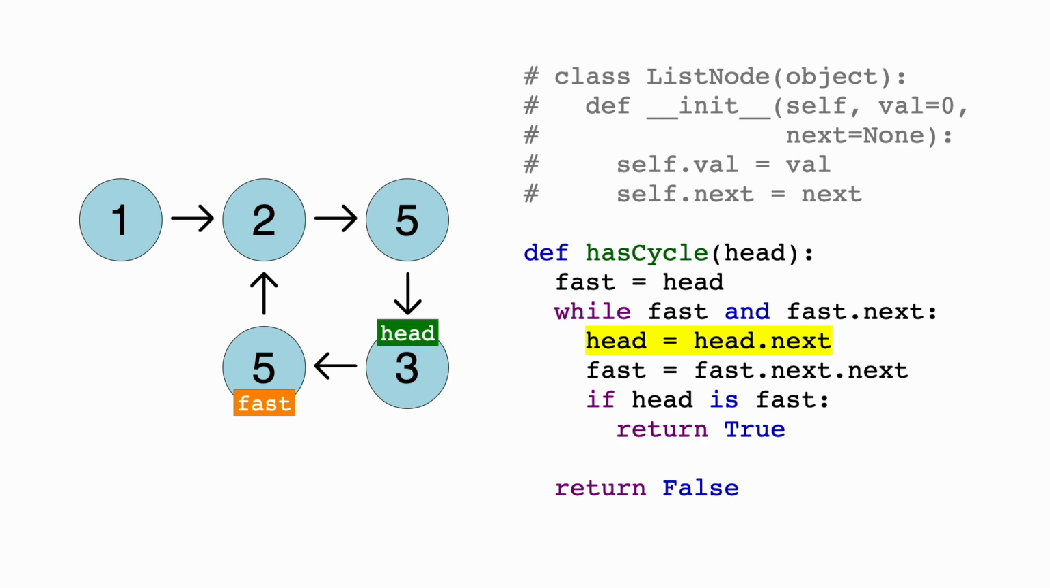Head gets moved up one node, and fast is moved up two nodes. And for the last iteration, head gets moved up one more, and now fast has caught up to head. Now when we check this condition, head and fast both point to the exact same object in memory, so we return true, and we are done. Now, if this had been a linked list without a cycle, at some point, fast would have reached the end of the linked list, and either fast or fast.next would have been null. So we would have broken out of this loop and just returned false, which means that there was no cycle.